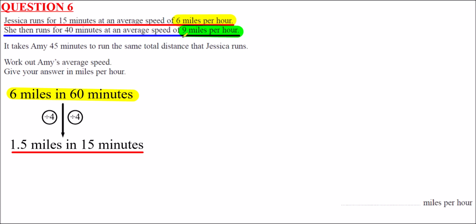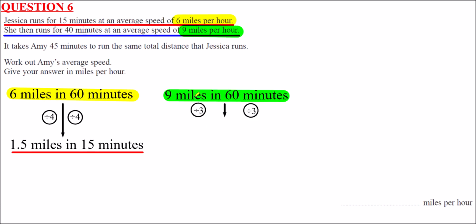So 40 minutes at a rate of 9 miles per hour. Well, 9 miles per hour, in the same way as 6 miles per hour means 6 miles in 60 minutes, 9 miles per hour means 9 miles in 60 minutes. But she does this for 40 minutes, not 60. So this needs to be scaled from 60 to 40. The suggestion I'd make would be to divide both sides by 3.